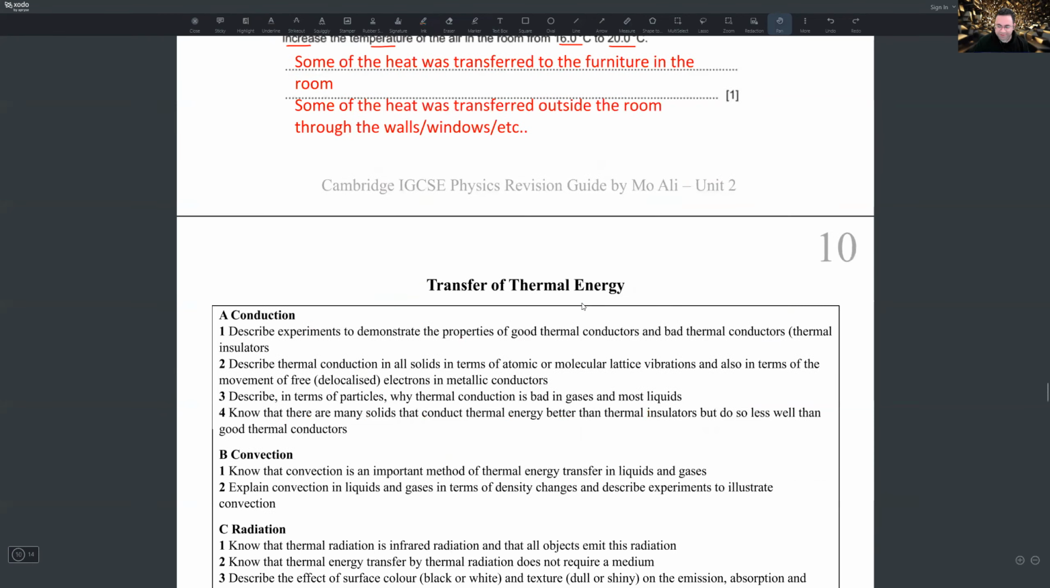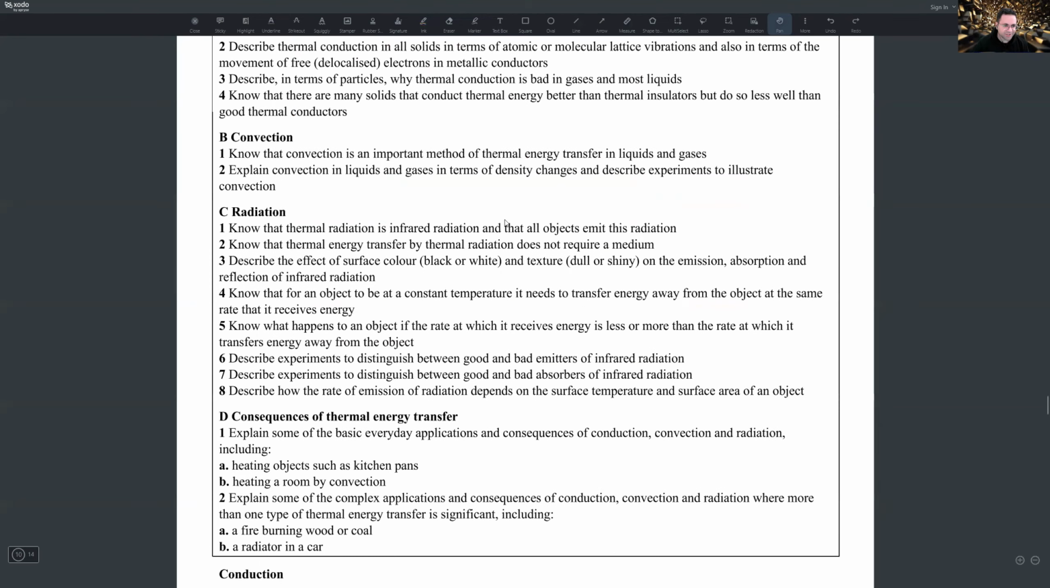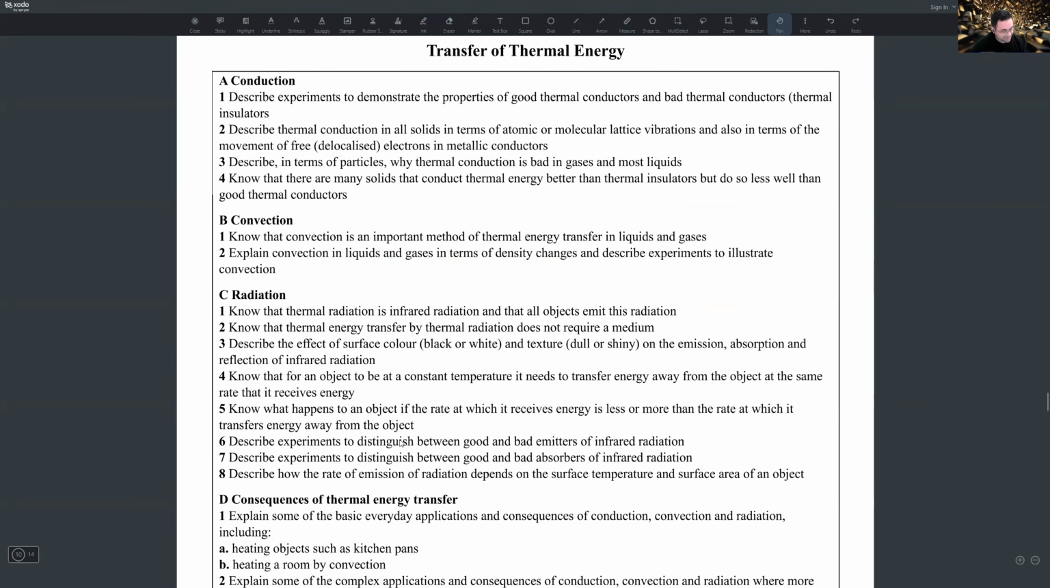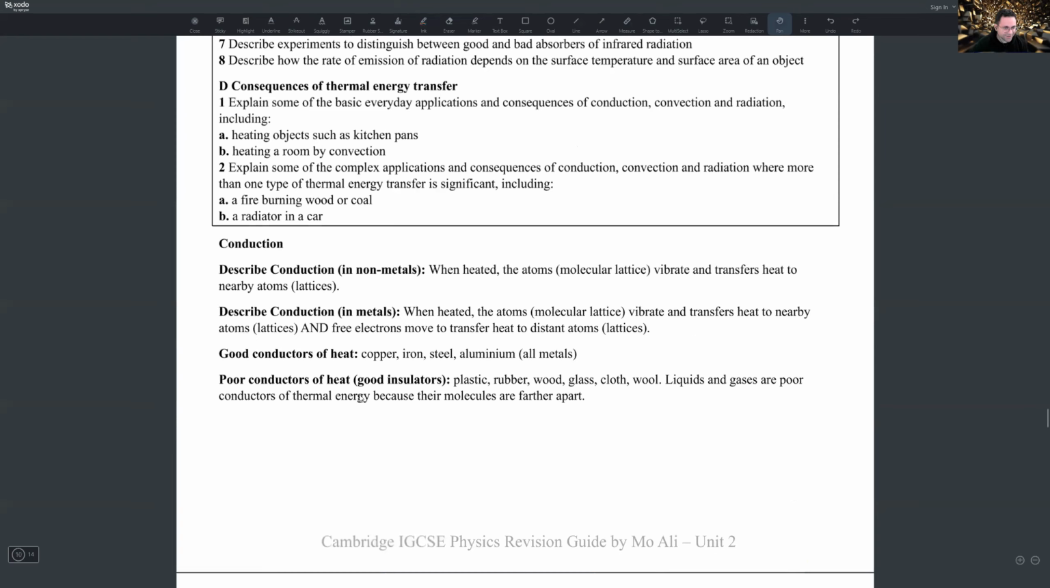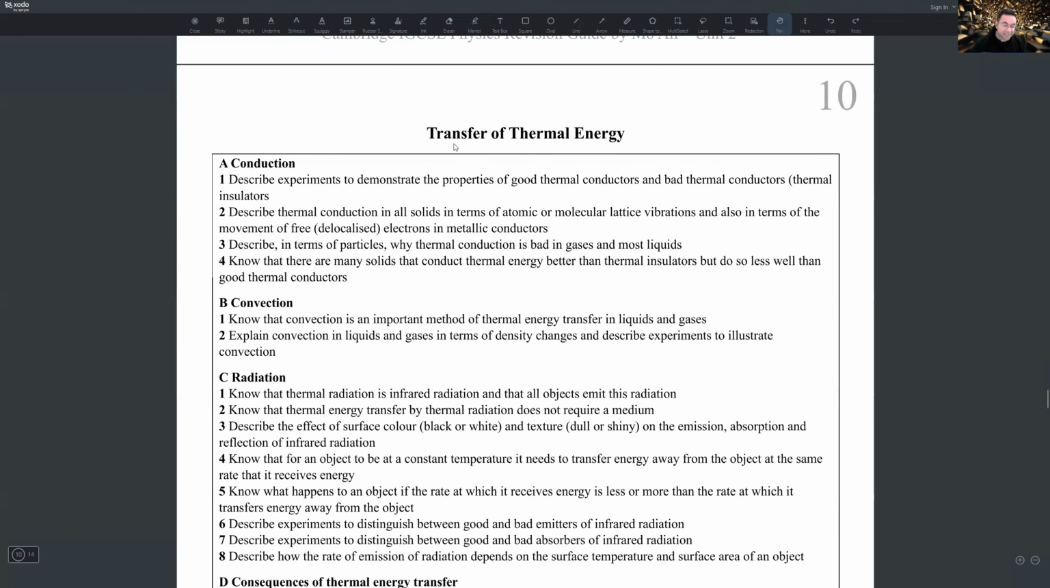Okay. Let's talk about. Oh my gosh. I'm not going to read all of this, by the way. I'm going to go directly into this. But I'll just tell you what this is about. The last chapter is about transferring heat energy. So conduction, convection, radiation. So these are the details that you need to know about conduction or convection or radiation.